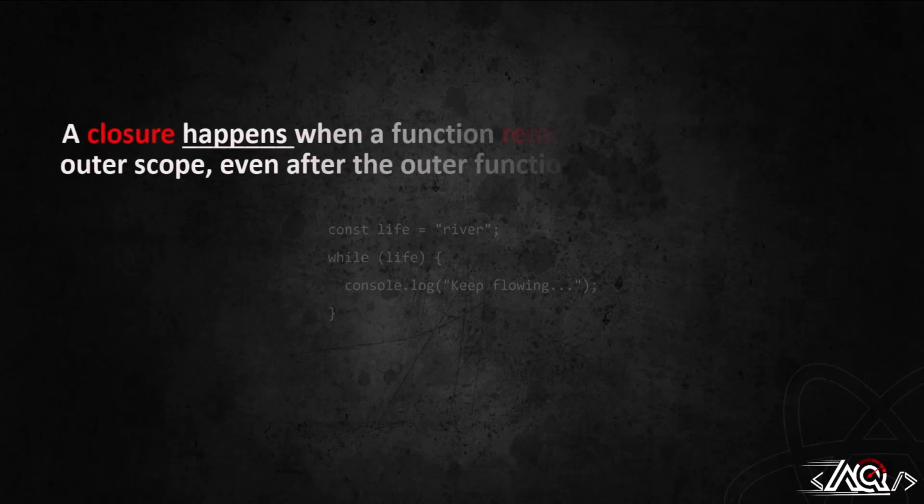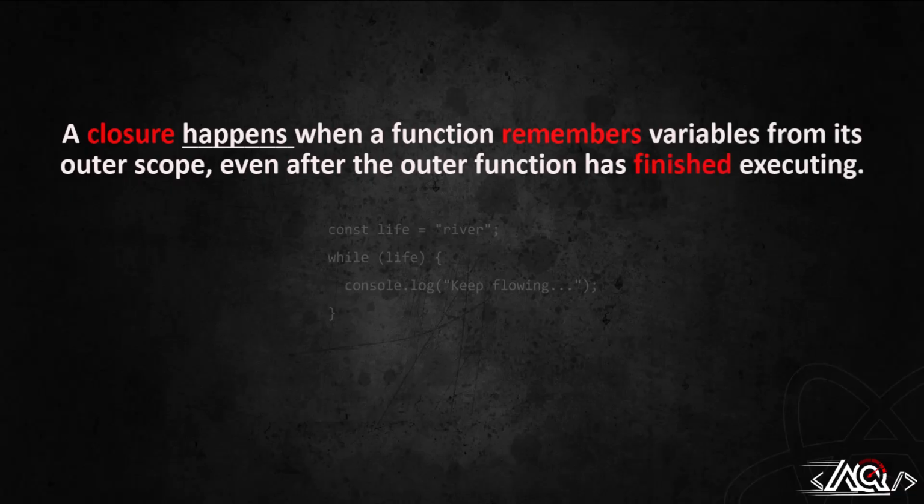First, what is a closure? A closure happens when a function remembers variables from its outer scope, even after the outer function has finished executing. In simple words, an inner function still has access to variables that were created outside of it. Alright, that sounds a bit abstract.